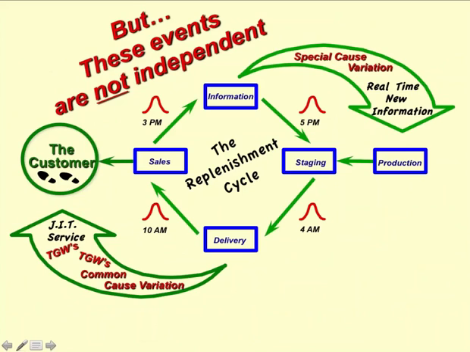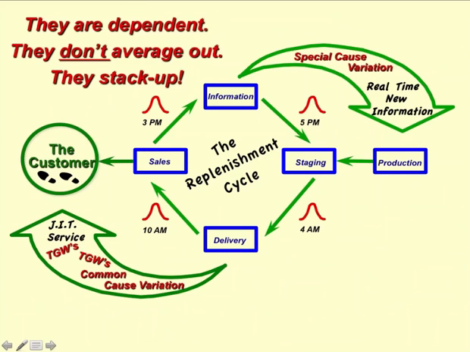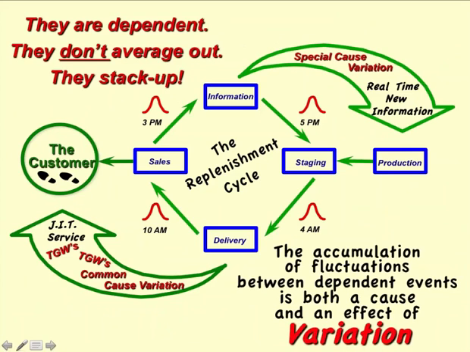when you go from one blue box to the next, each one is dependent on the one that came before. They're not independent, they're dependent. You have independent events, when you have dependent events, it changes the game completely. In fact, Goldratt's the one that coined this phrase, but the accumulation of fluctuations between dependent events is both a cause and an effect of variation.